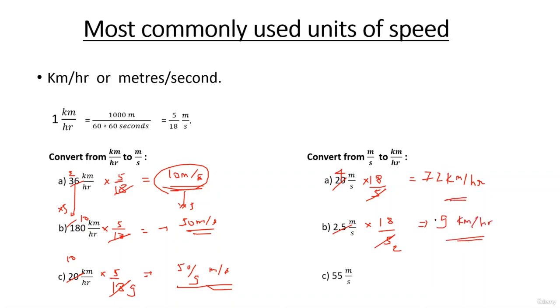The last one is 55 meters per second. Again same thing, 18 divided by 5. Cancel out the 5. 11 18s will be 198 kilometers per hour. That's about it. We'll again solve a few more questions now based on time, speed, distance only. Let's see a few basic questions.